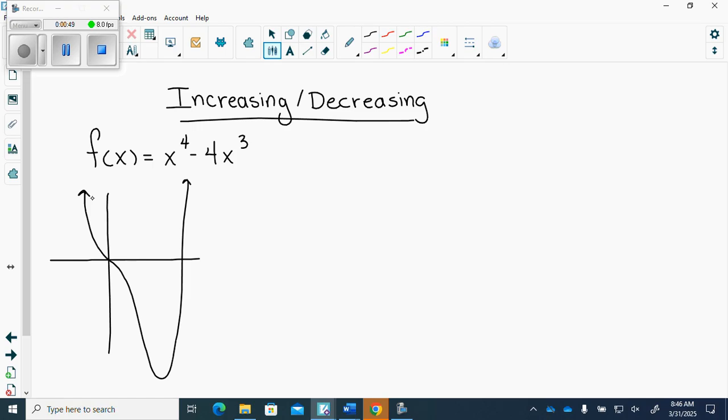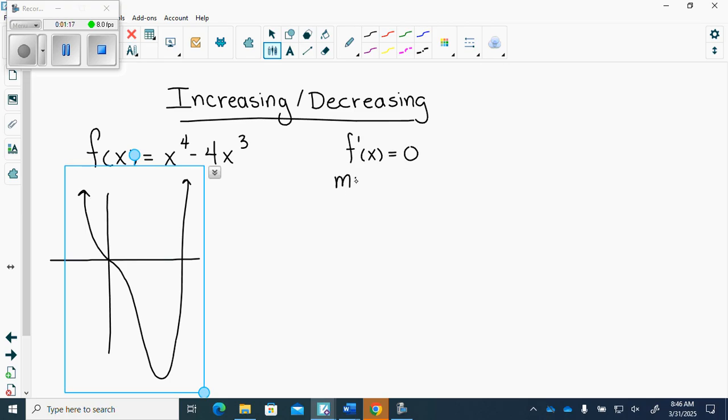So, what do the critical numbers of the first derivative give us? We talked about this. What are the critical numbers? So when you set f prime of x equal to 0, what do those critical numbers give us? Maxes and mins and points of inflection. So we know that when f prime of x equals 0, that makes m tangent equal to 0.